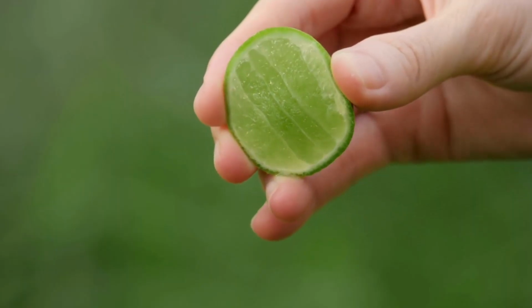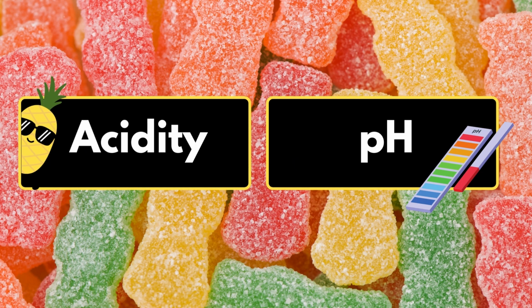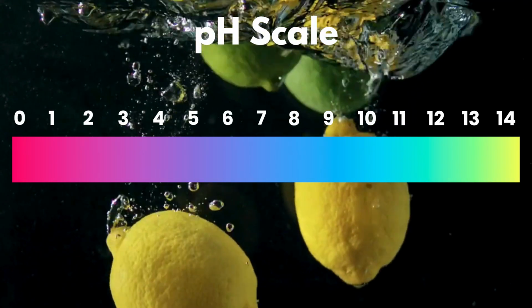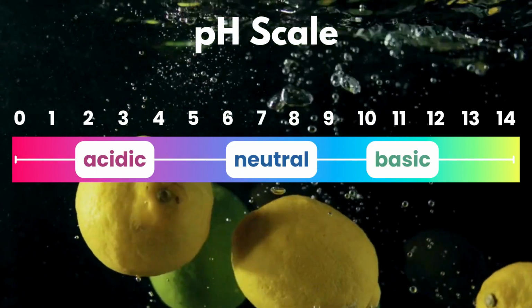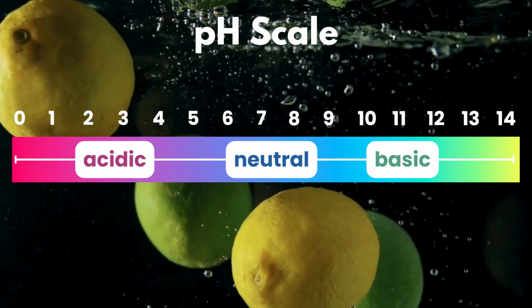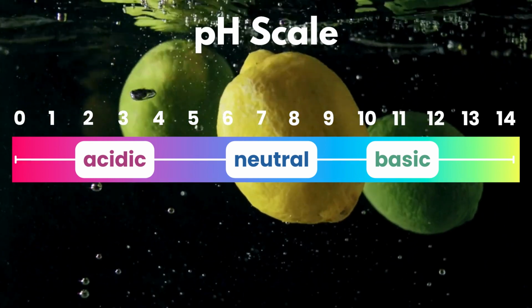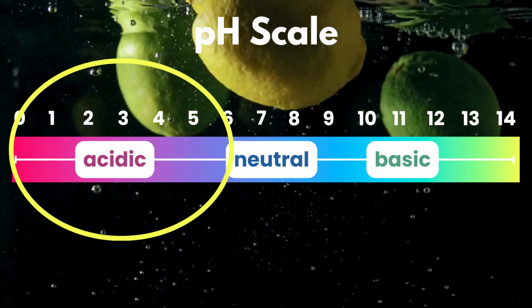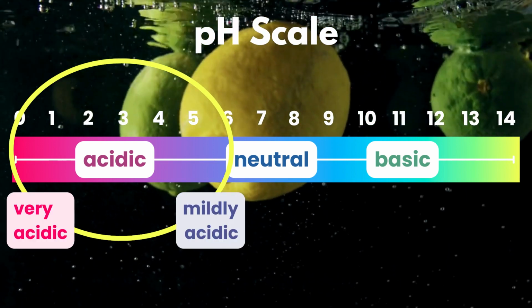From a scientific standpoint, we often use the terms acidic and pH when describing sour substances. pH is a scale going from 0 to 14. Most substances have a pH between these two numbers. Now, we're going to specifically focus on acidity here. Any substance that has a pH below 7 is considered acidic. And the more acidic a substance is, the lower its pH.